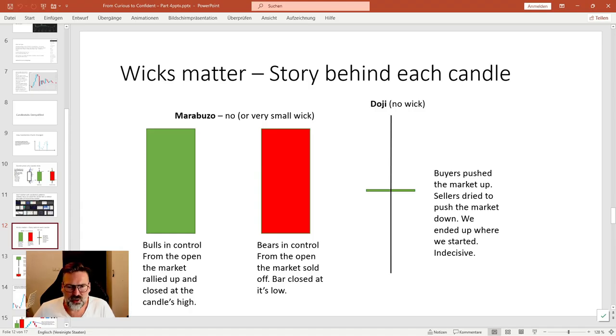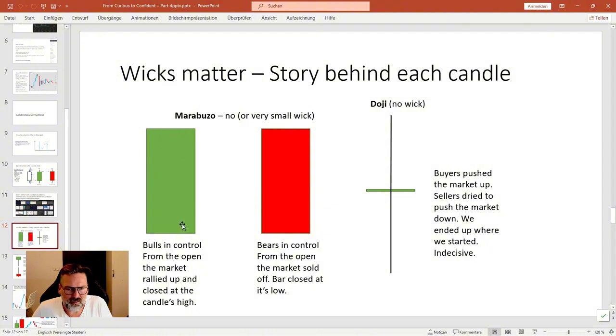So I said to you that a candle, or sometimes we call it also a bar, yeah? If somebody's talking about a bar or a candle, that's the same, right? And I also told you there's tails or shadows or wicks. Sometimes there are no wicks, or very, very tiny small ones. If you encounter a bar or a candle that looks like that, that's called a marabuzo, I believe.